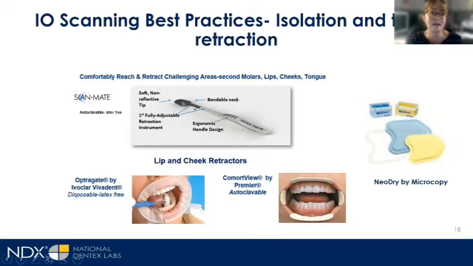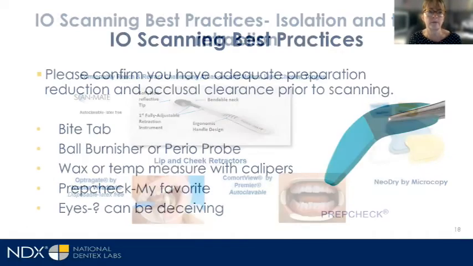The ScanMate here in the center, that is an autoclavable instrument that is very soft and flexible, and it can be used very nicely to retract the lips, specifically when scanning intraorally, specifically on an edentulous patient. Very, very helpful. And then the lip and cheek retractors, Optrogate is a single-use disposable. And for those that are very green conscious, the Comfort View is autoclavable and reusable. Both work equally well. I like them both.